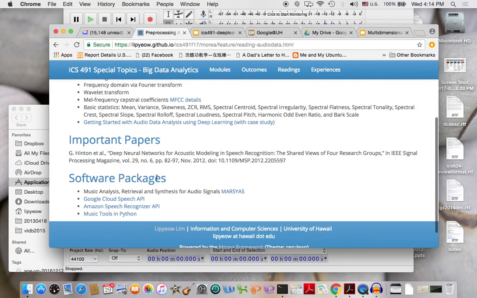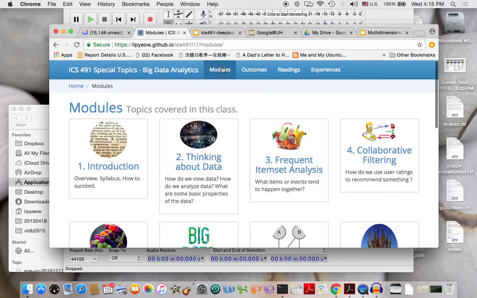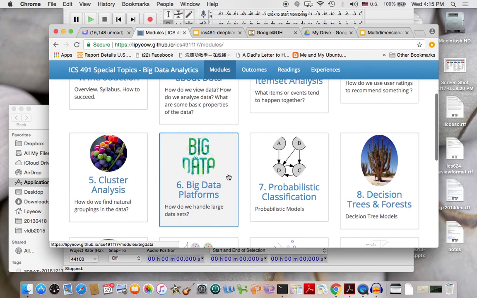So look at some of this. There are packages, music tools in Python, for you to extract features. There are a lot of tools. The good thing now is that 10 years ago you had to write all this yourself, and now a lot of these tools and libraries are available. It's just amazing.